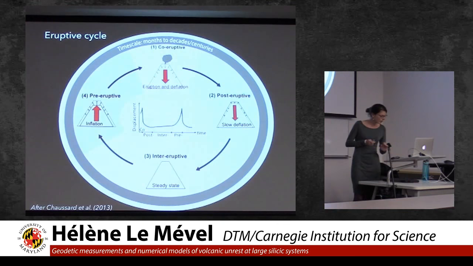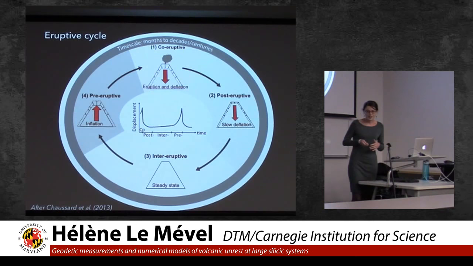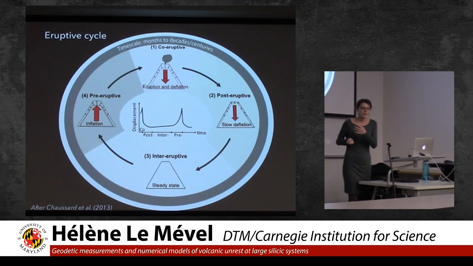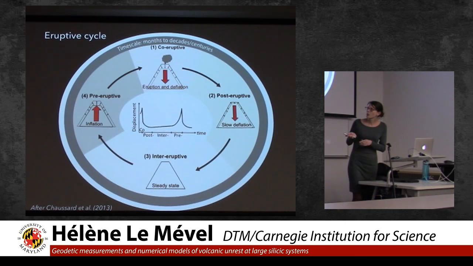To start with, I'd like to introduce the concept of an eruptive cycle. For a typical volcano that erupts regularly, we could define different stages leading to an eruption. Usually there is a pre-eruptive stage where the volcano is inflating, followed by an eruption and a sudden deflation of the edifice. This deflation would continue at slower rates until it reaches steady state. What we would measure at the surface, the ground deformation, would look like a signal with uplift, then sudden subsidence until it reaches a steady state. Completing such a cycle could take from several months to a few decades or centuries.